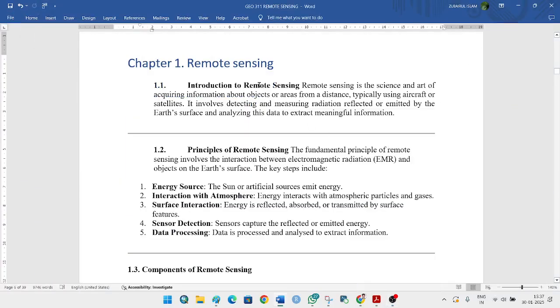Hello, this is chapter 1, remote sensing, and this chapter is divided into 8 subsections. The first section is introduction to remote sensing. So, what is remote sensing?